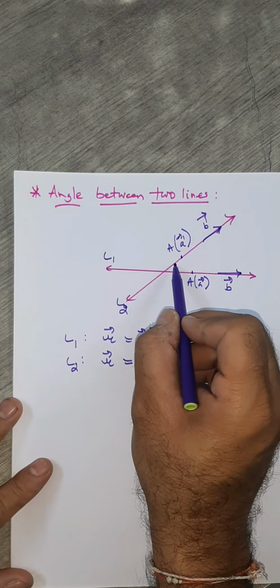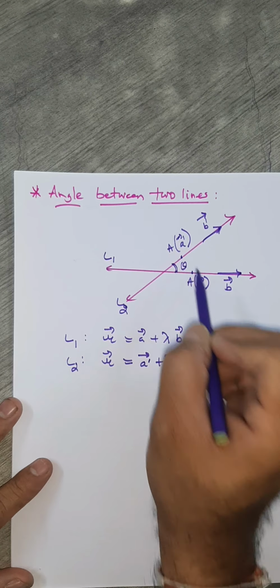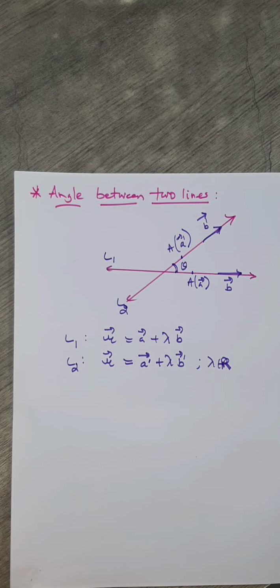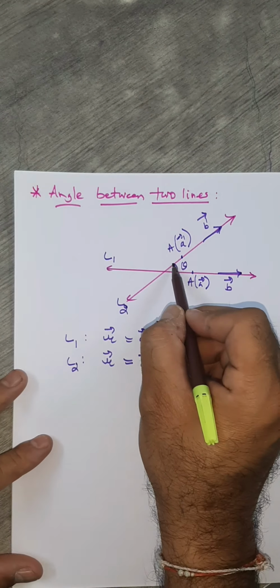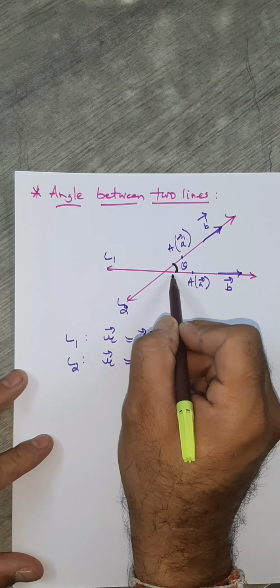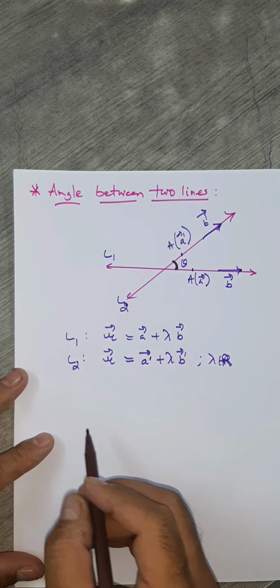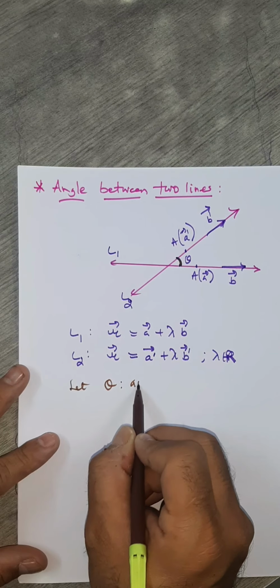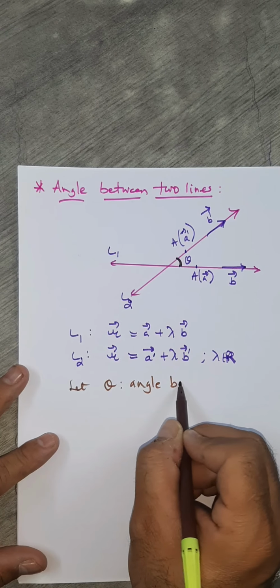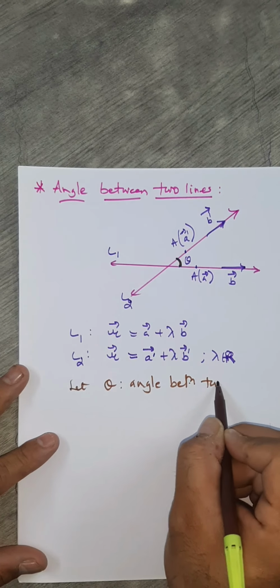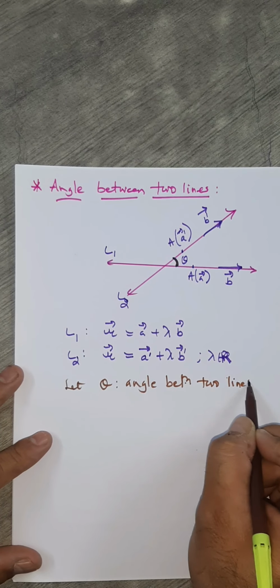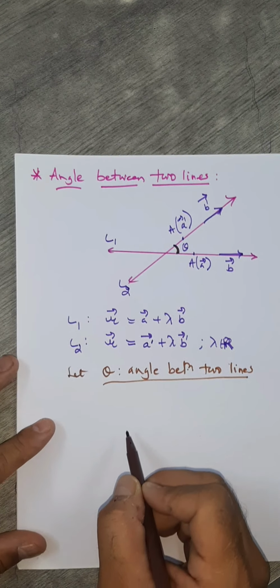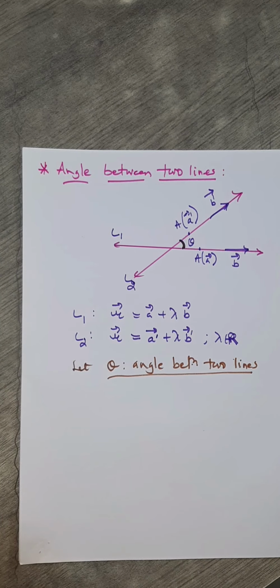Now let's take theta to be the angle between these two. It's always taken as an acute angle, remember. It's taken as what? Acute angle. So this is also the angle between these two, but you can see in the diagram it's an obtuse angle. So let theta be the angle between two lines. Okay, so it is always an acute angle as I told you. So it's from 0 to pi by 2.